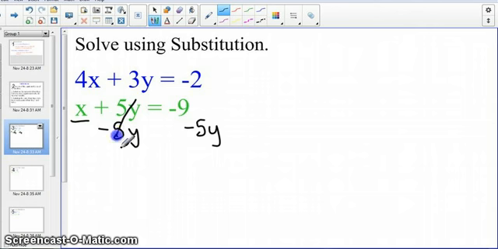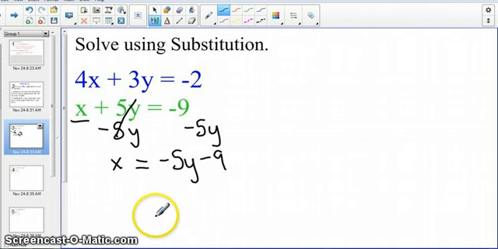So on the left side of the equal sign, those add up to 0. So my y's are canceled out on the left side. Now I'm going to write my negative 5y first, minus 9. I could have written negative 9 minus 5y. Those are the same exact things. Now remember, you can't combine these terms because they are not like terms. So now we've changed the second equation. We got the x all by itself.